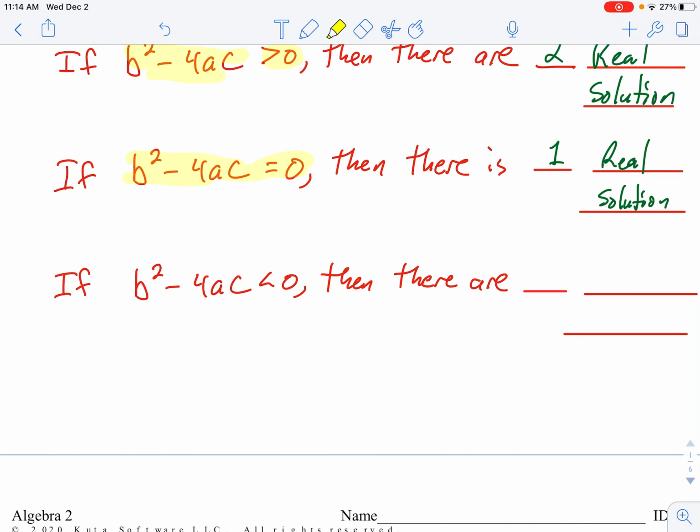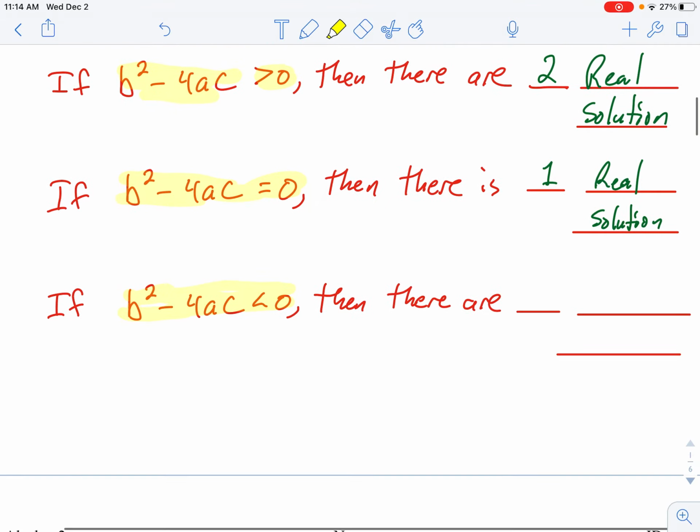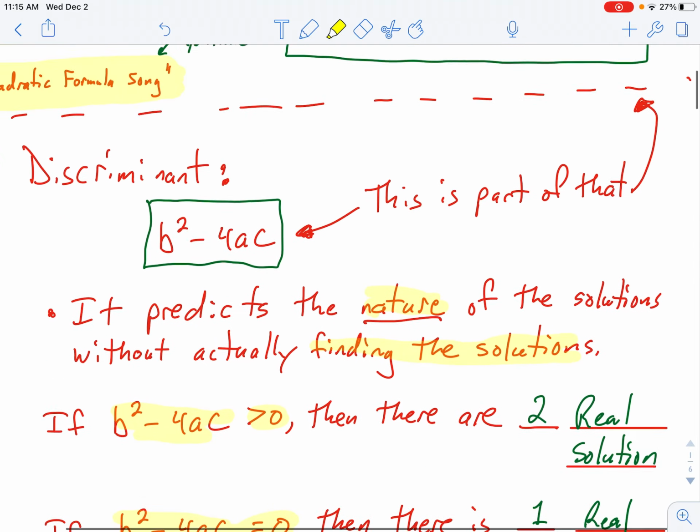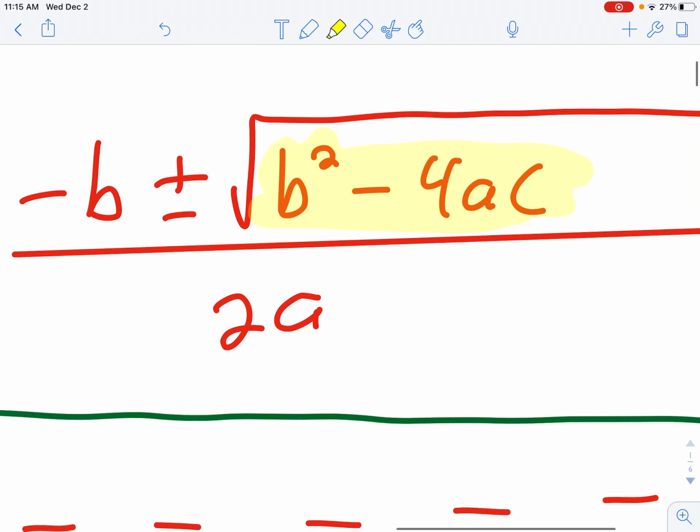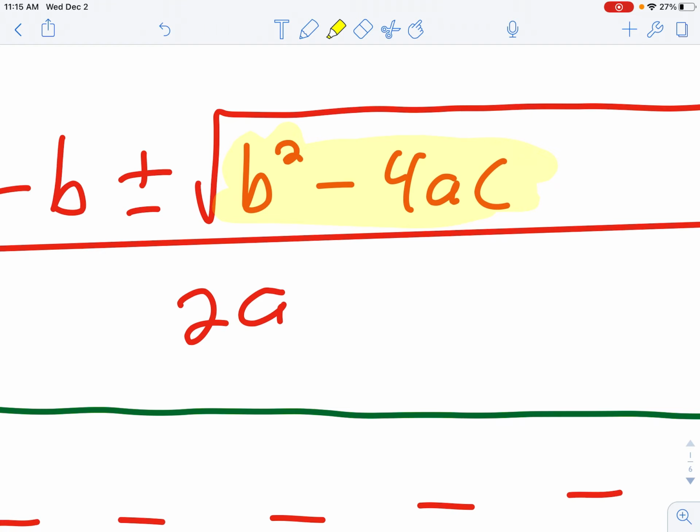The third possibility here, the third scenario, is that the discriminant is less than 0. Of course, less than 0 means negative. That means if you were going to finish the problem, you'd be square rooting a negative. Well, what happens when you square root a negative? You get i, the imaginary number. And of course, plus i and minus i are going to give you two separate answers.